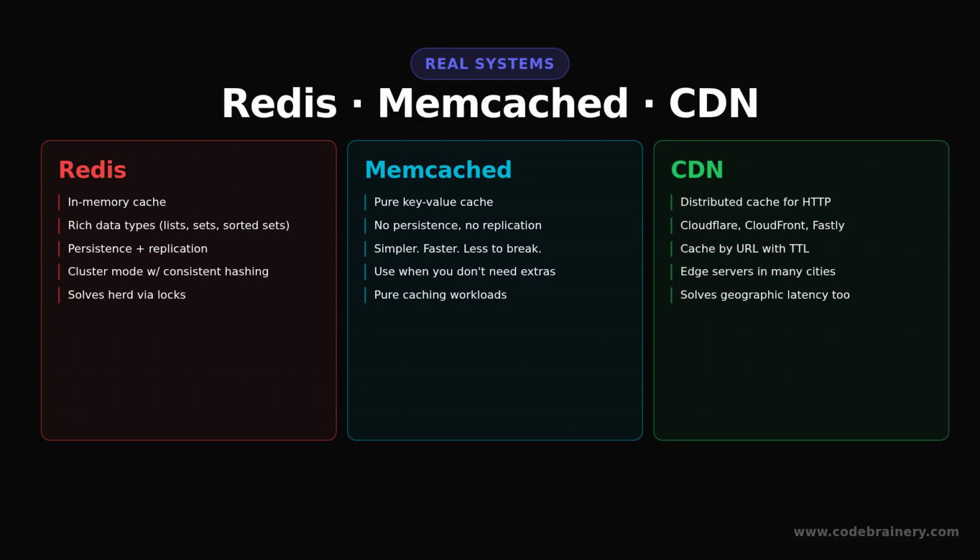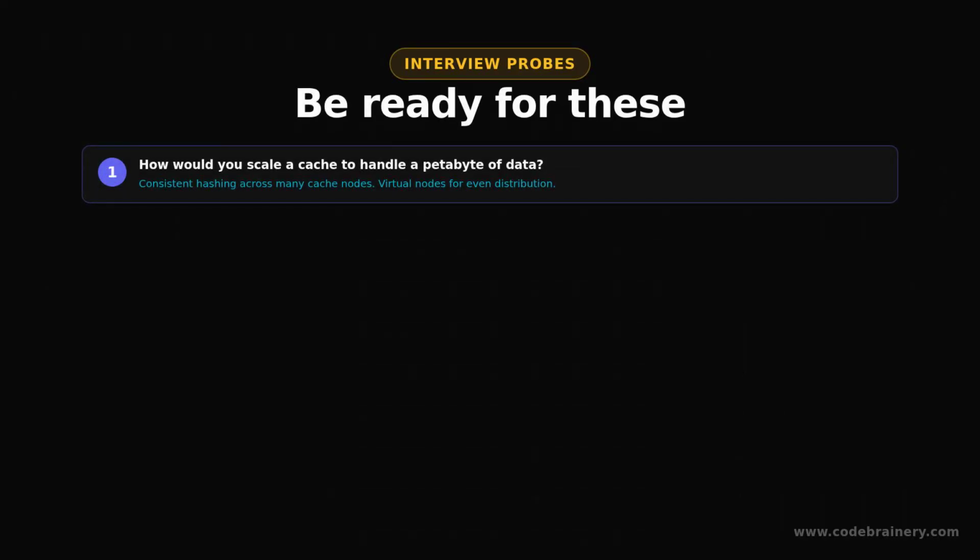CDN: Cloudflare, CloudFront, Fastly. Distributed caches for HTTP responses. Cache by URL, support TTL, run in dozens of cities globally. All three use consistent hashing under the hood. When this comes up in a system design interview, expect probes like these.